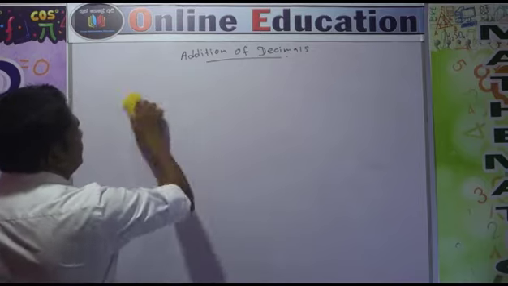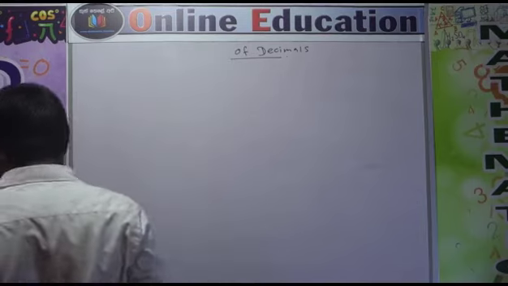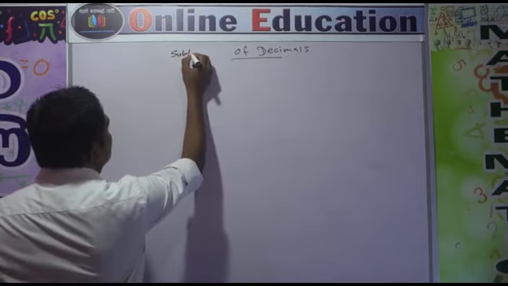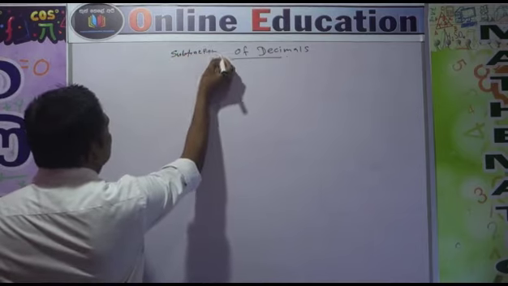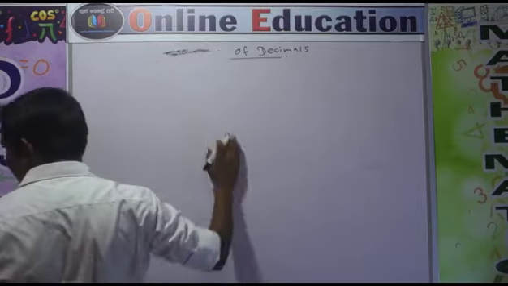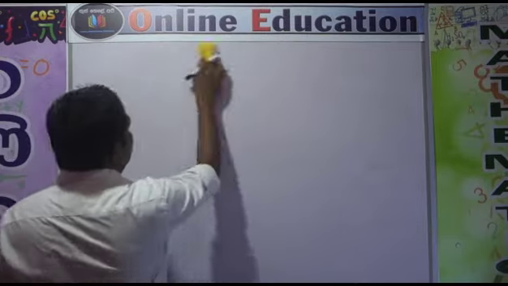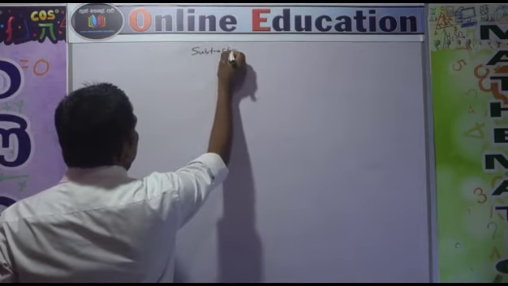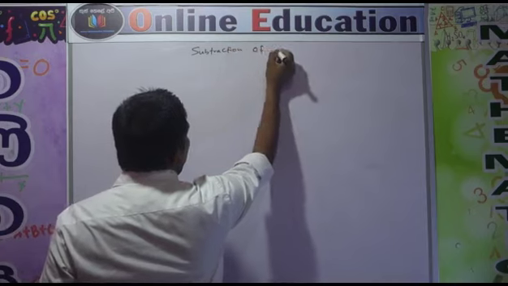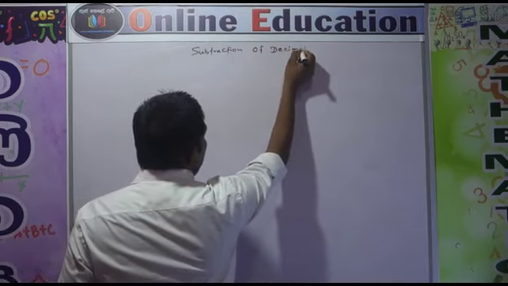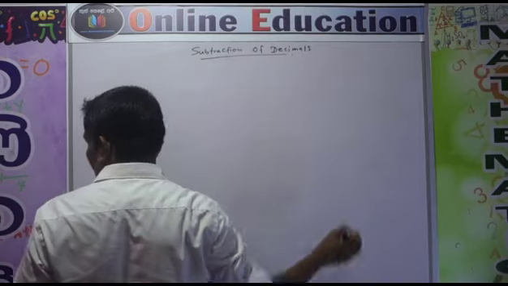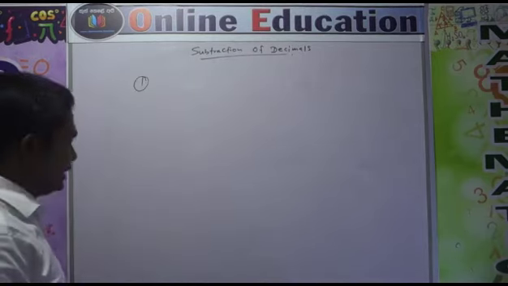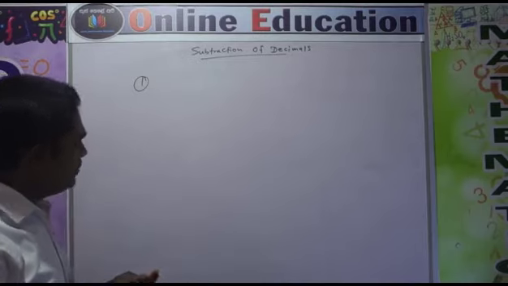Okay, now we are going to discuss subtraction of decimals. Okay, first example. This is the same as the normal numbers subtraction method.